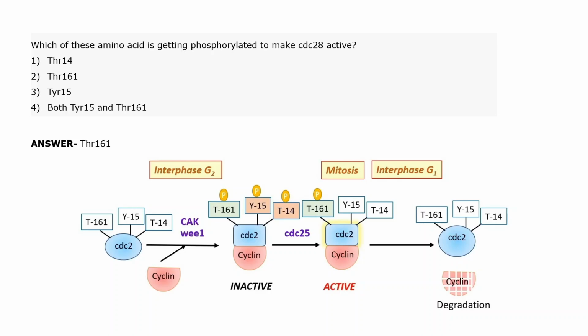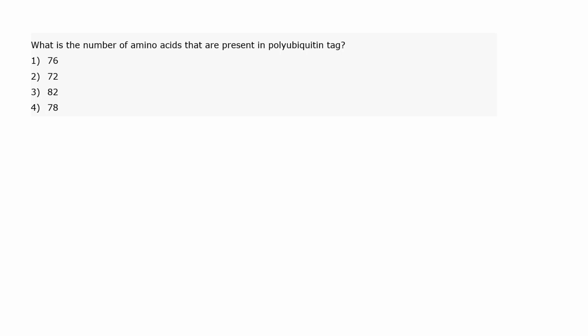Okay, so I think I will just move on to the next question. Coming on to the next question. What is the number of amino acids that are present in a polyubiquitin tag? 76 amino acids, 72, 82 or 78?